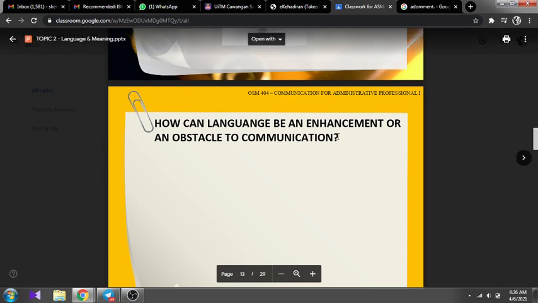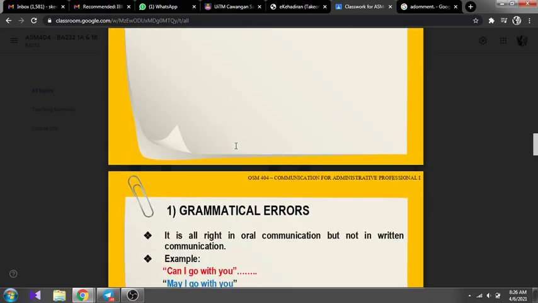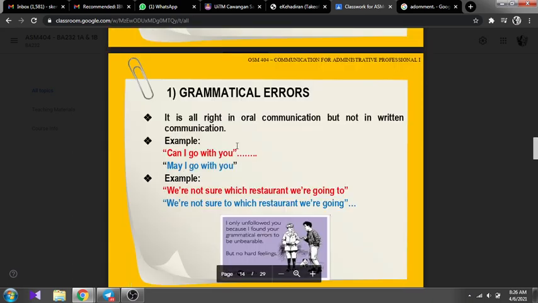Okay, how can language be an enhancement or an obstacle to communication? Number one is grammatical errors. Most people like to touch on the issue when they encounter a post on Twitter or Facebook. Ada yang grammar teacher, grammar expert, when we do some posts on our social networks. It is all alright in oral communication, but not in written communication. That's why some of these people memang trigger when you write something wrong. They can take this as accusing you lah sebenarnya.